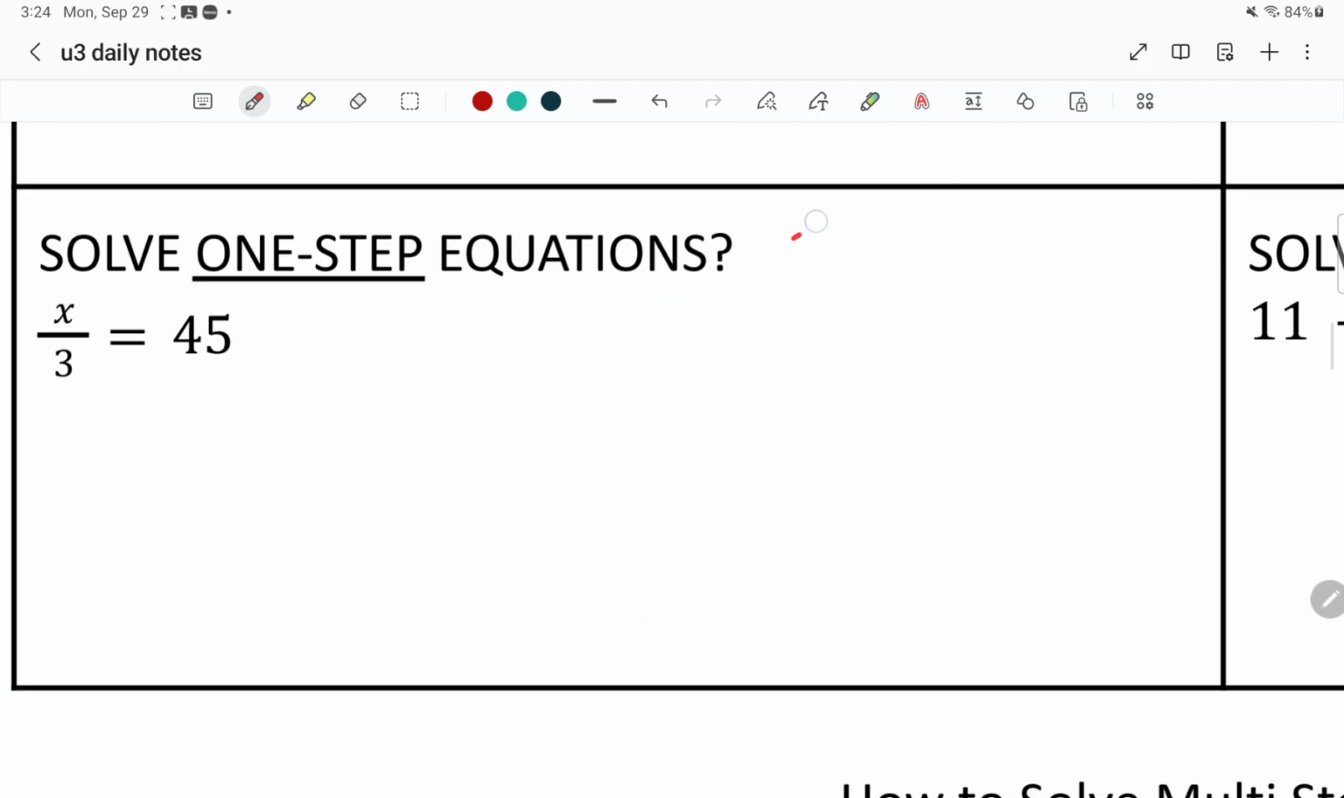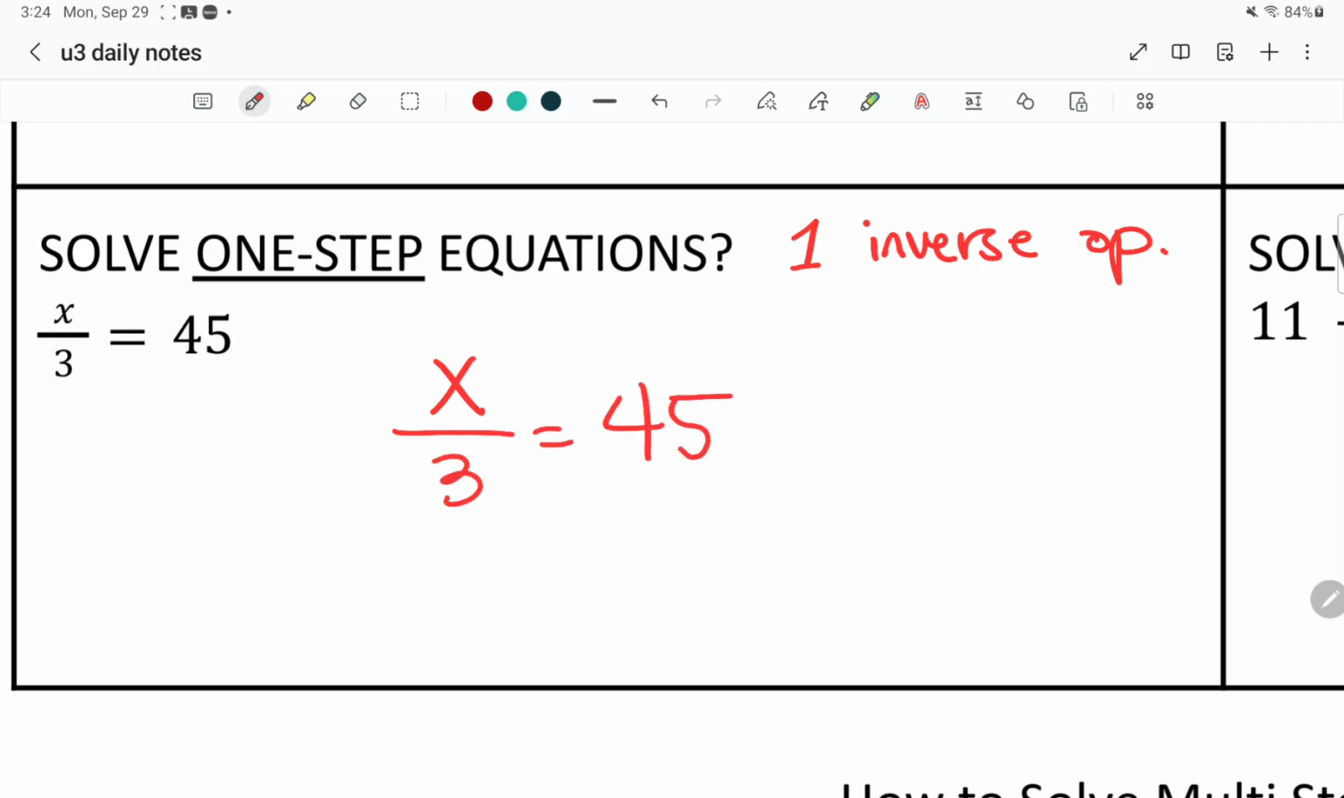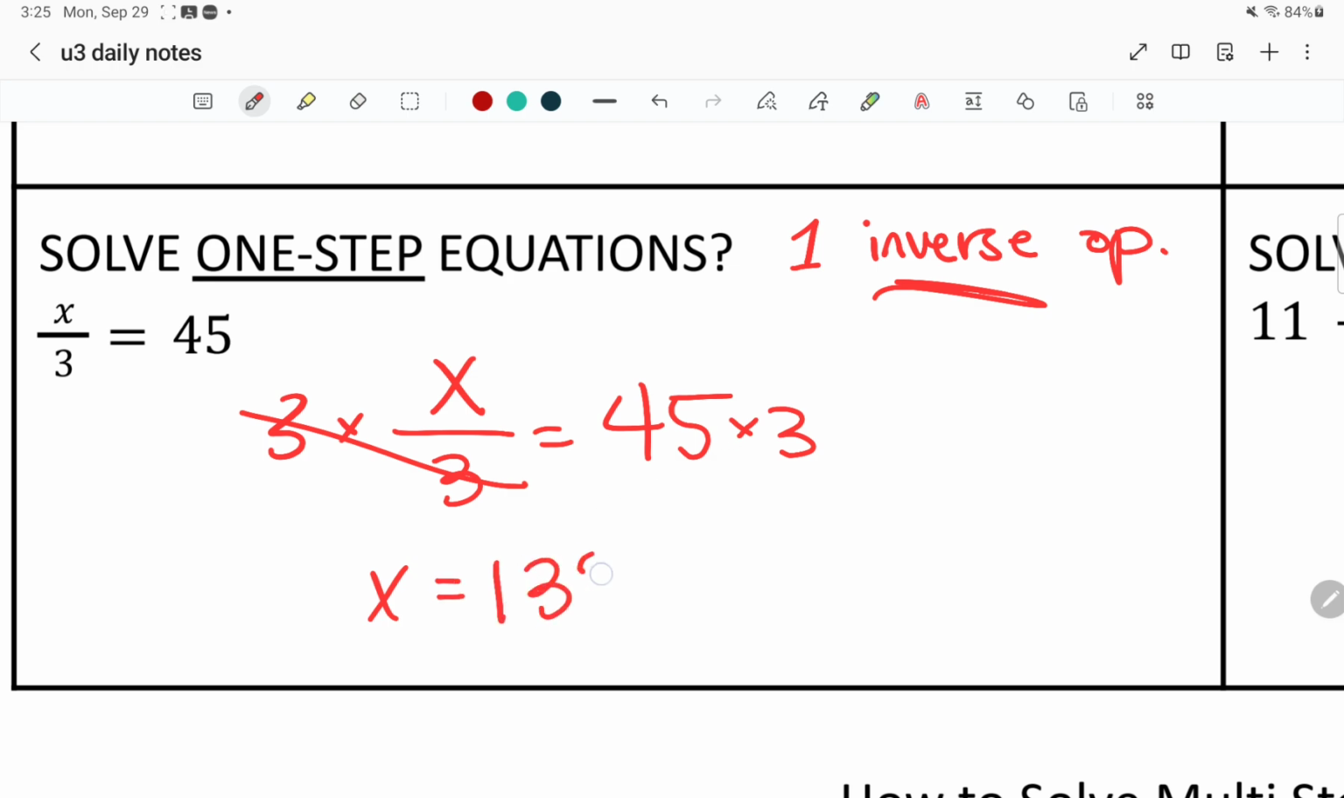That means one inverse operation to get x by itself. So I'm going to rewrite it so that it's big. x divided by 3 equals 45. So I have a divide by 3. I need to do the opposite, inverse. So I'm going to multiply by 3 on both sides. And I get x equals 45 times 3, which is 135.